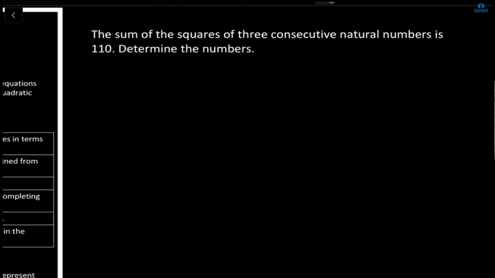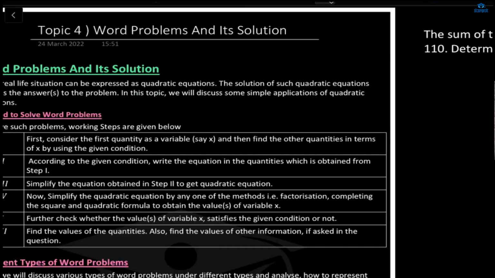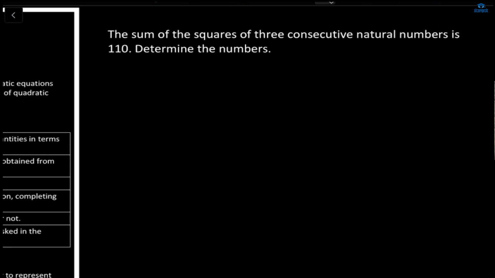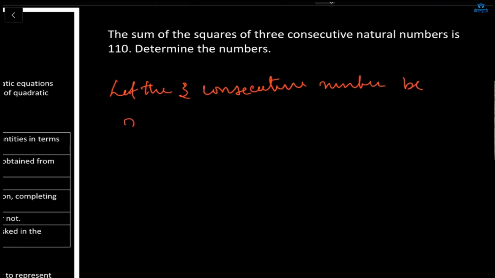So we can take one of the numbers as x. That is what is written here. The first step is to consider the first quantity as a variable x and then find the other quantities in terms of x only. So let the three consecutive numbers be: the first number we are assuming as x. Since they are consecutive numbers, the next number will be x plus 1, so I am writing the next quantity in terms of x. The third number will be x plus 2. Why? Because they are consecutive numbers. If I take 1, the next number will be 2, and the third number will be 3.